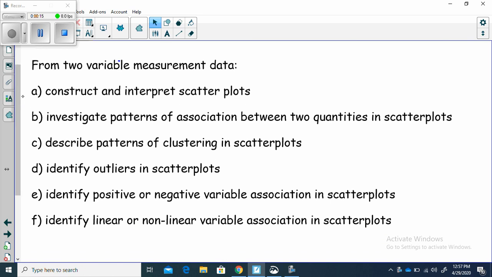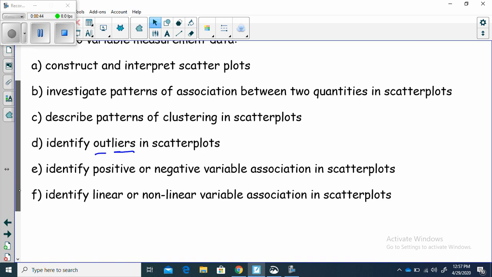It said from two variable measurement data, in other words, like an X and a Y, they want you to construct and interpret scatter plots, investigate patterns of association between two variables in scatter plots. In other words, we're going to look at the patterns between the X and Y values, describe patterns of clustering in scatter plots, describe outliers. Outliers mean those that lie on the outside of the data, those that don't fit.